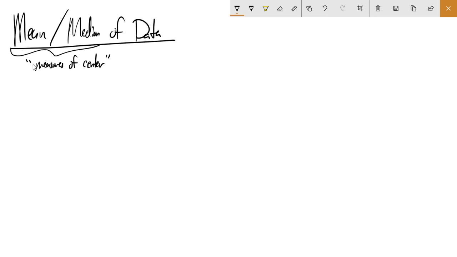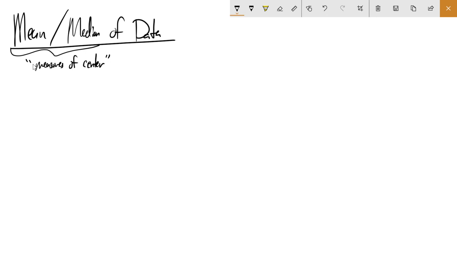So one of the things that you're often interested in when you're analyzing data is, where is the center of this data set? And the mean and the median are ways to get you that. You don't want to have to look through like 40 numbers. The mean and the median are a way to take a bunch of data and consolidate it into one number that tells you something about the big group.